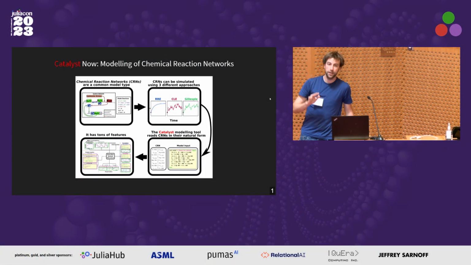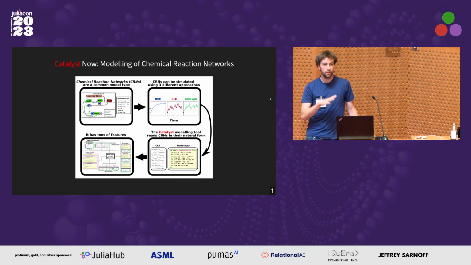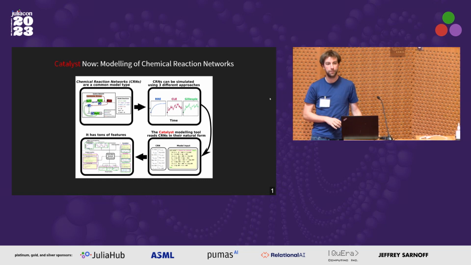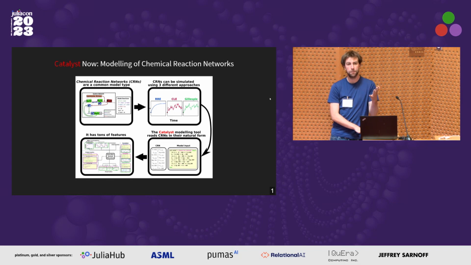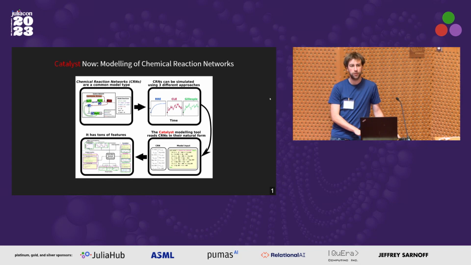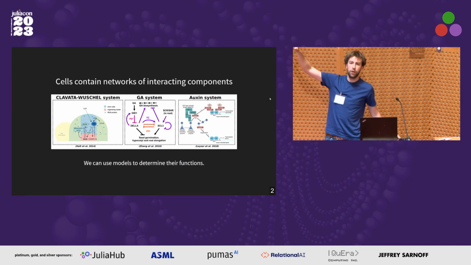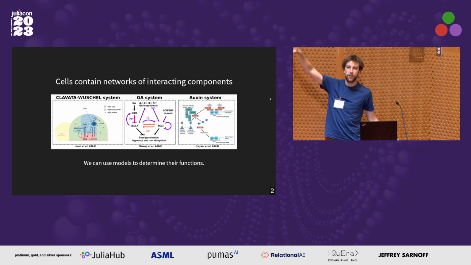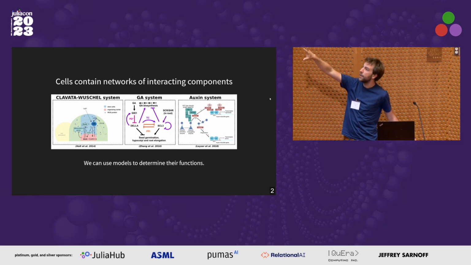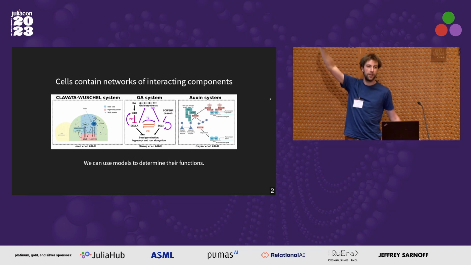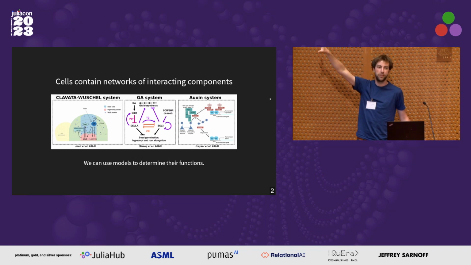Okay, so my presentation will be about Catalyst, which is a software for modeling biochemical reaction networks, or in principle, any kind of chemical reaction networks. The motivation is in biology, we have this big system of interacting components. Three examples. These are all examples from plants, and that's the kind of place I come from originally. But we have these big networks, and we're trying to figure out the best ways to model them.